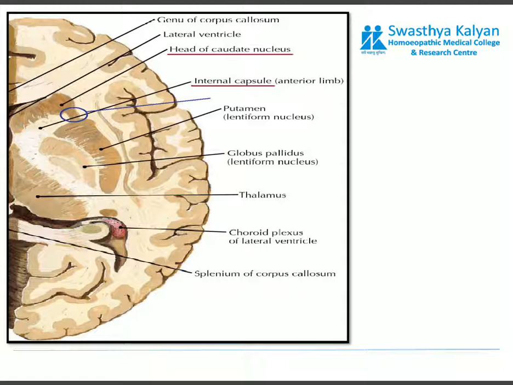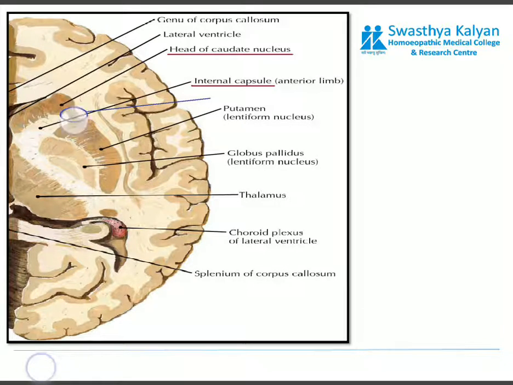You can also in this figure see the relations of the caudate nucleus with the internal capsule. This is the head of the caudate nucleus, and it is forming the medial wall of the anterior limb of the internal capsule. So this would be the lateral side and this would be the medial side. So it is forming the medial wall of the internal capsule. That is the anterior limb of the internal capsule.